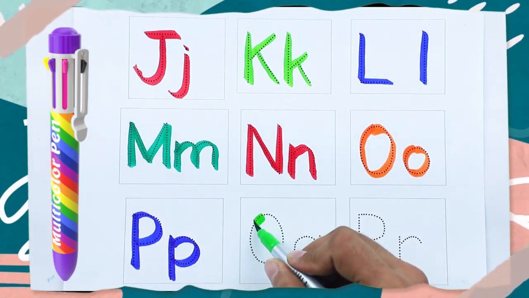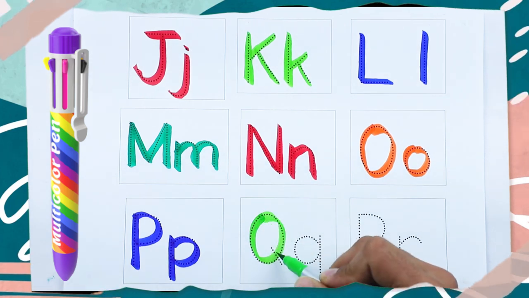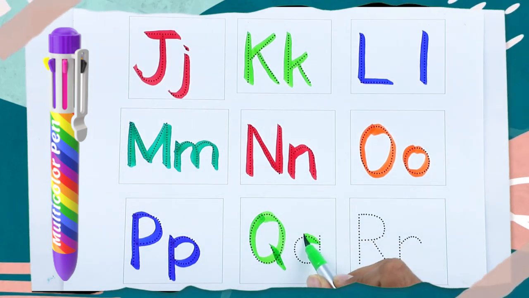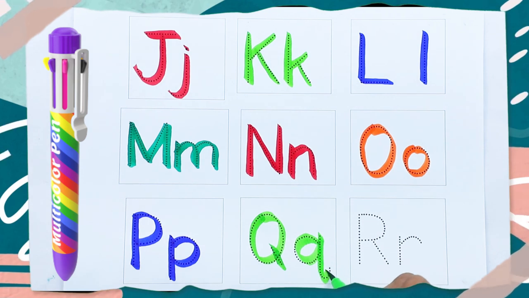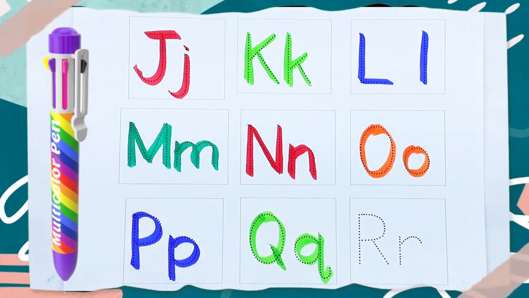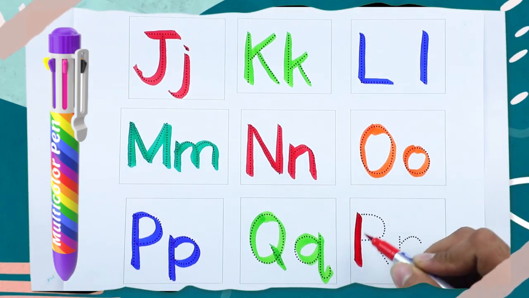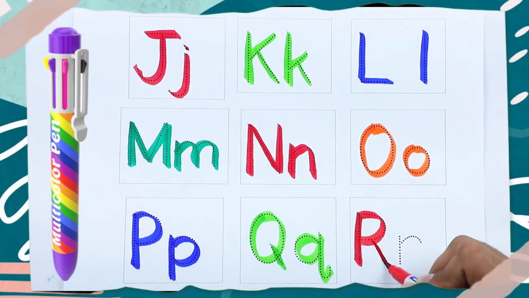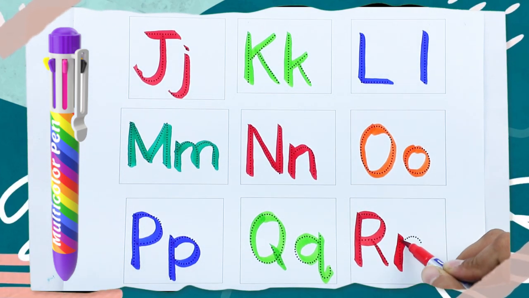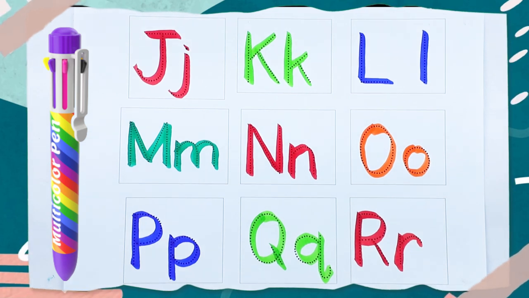Green color, capital Q. Q for queen. Green color, small q. Q for queen. Red color, capital R. R for rabbit. Red color, small r. R for rabbit.